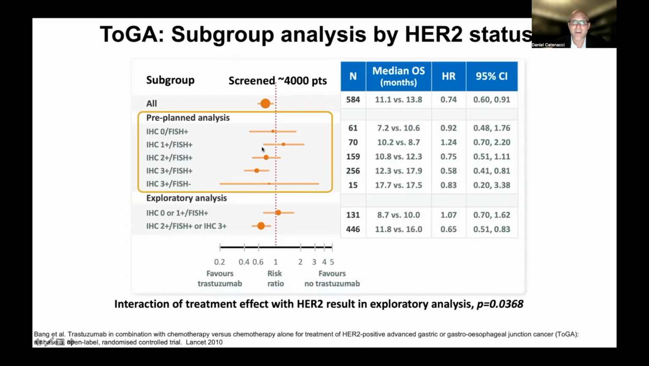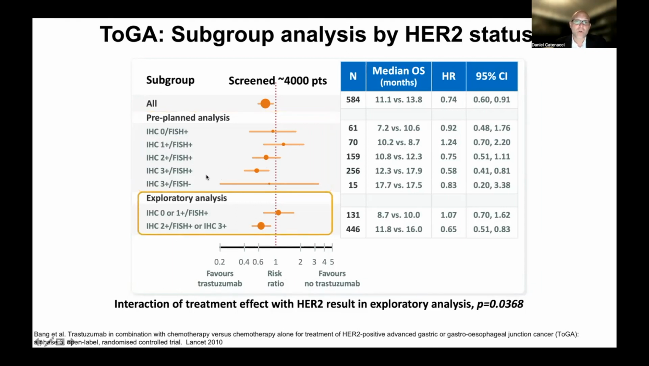But you can see here on this forest plot that patients that had 0 and 1+, even if FISH positive, really derived no significant benefit from the addition of trastuzumab, and the median survivals were not that much different. In fact, in some cases, it looked like it might have been better in the control arm. Whereas in the 2+ and 3+ FISH positive, you can see that the benefit does lie in favor of trastuzumab, especially in the IHC 3+ group.